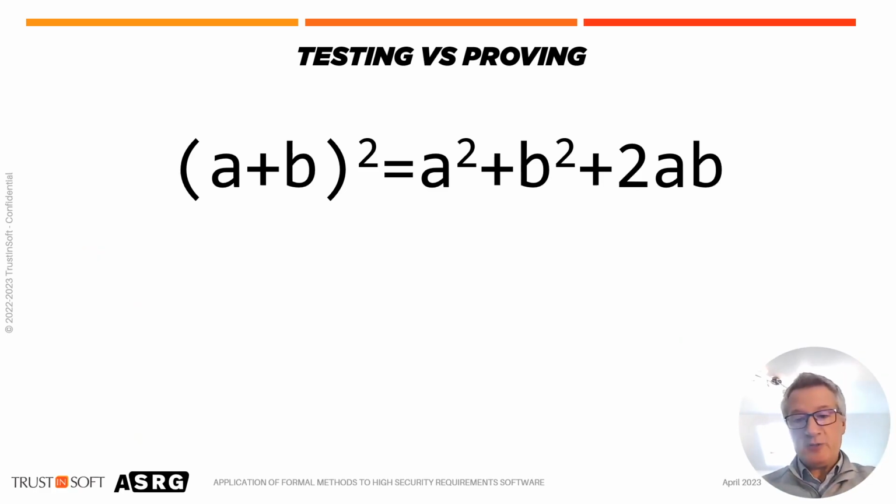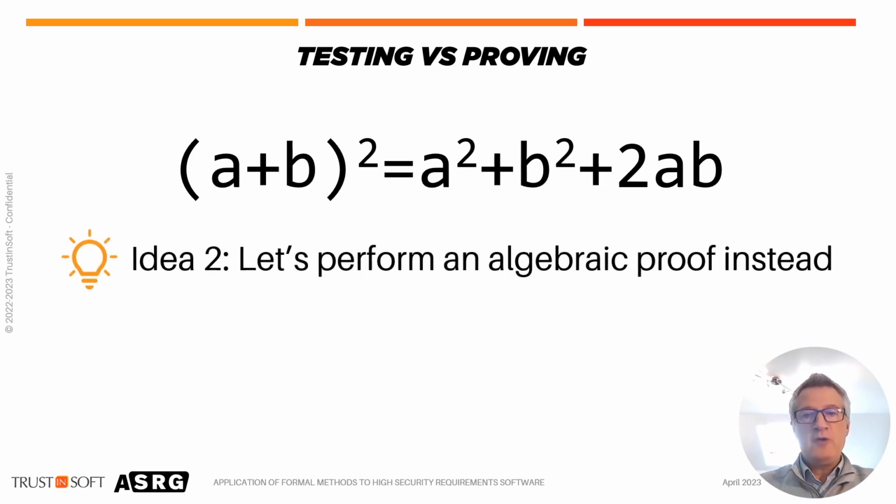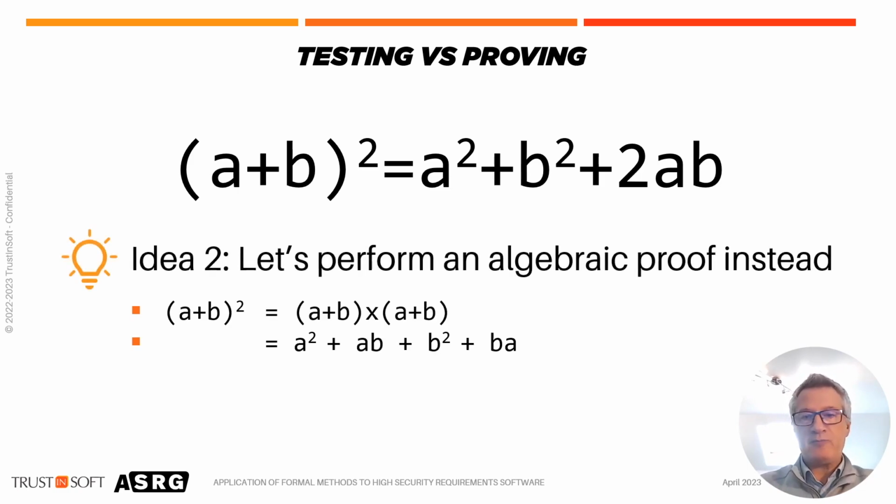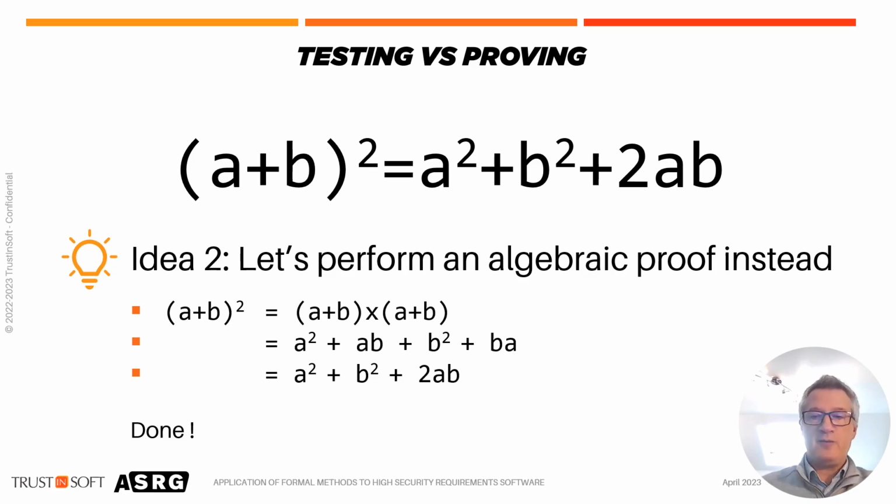Okay, so the second option now is really to prove that, and this is what you can achieve with formal methods. So instead of testing with a couple of values, you will do an algebraic proof of what you want to prove. So you will expand (a+b)², you will do all this math, and you end up with this final value of a² + b² + 2ab, and done. This is proven for all possible values of a and b regardless of the input space.